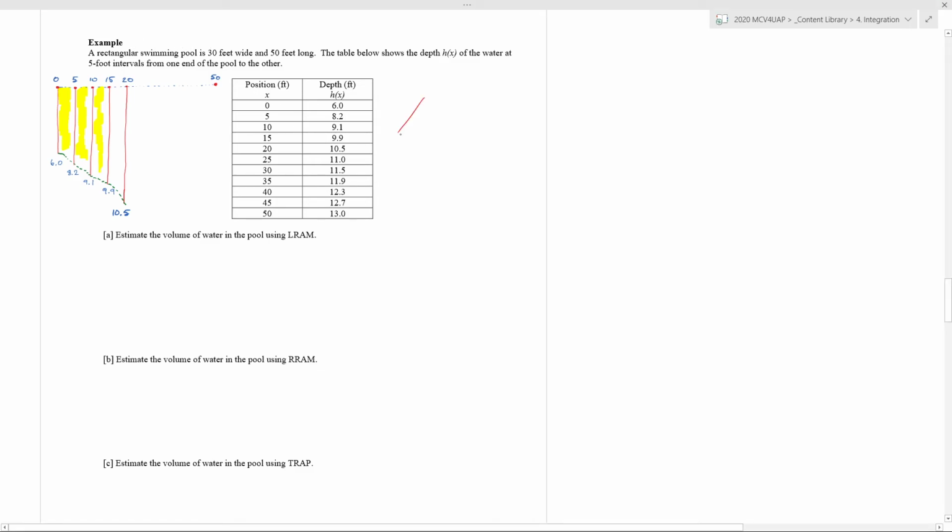Right? What I'm saying is this. This is the 50. This is the 30. And we've got all these things here. You're finding this cross-sectional area using the summing rectangles, and then you have to multiply by 30 to get a volume. So do that for LRAM, RRAM, and trapezoid.